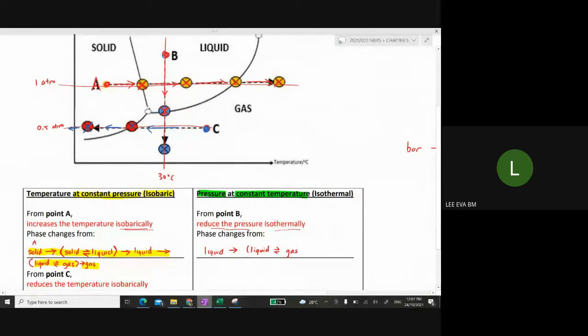Okay, so please pay attention to the arrows that I'm using, and then I cross the bracket, and after that, towards the last point, you will see gas, the gas phase. So this is the phase changes. Always write from the left to the right. But for the conditions, you have to look at the questions.